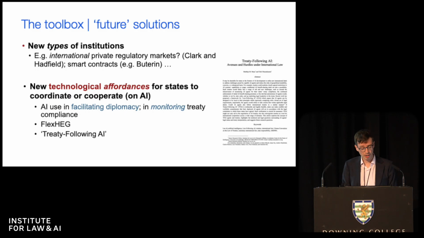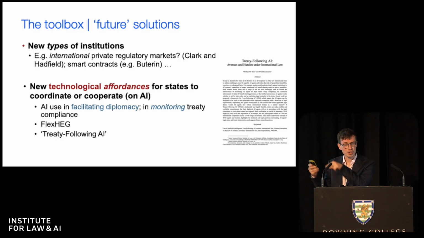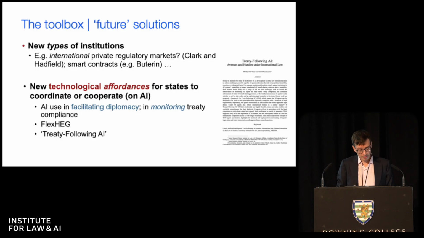You can think about what it would look like to have private regulatory markets. Or you can think about the affordances these technologies create for states around the coordination frontier. There's a whole body of work on how AI can be used to facilitate diplomacy or to monitor treaty violations and compliance. There's been recent work on flexible hardware-enabled guarantees, so computing systems that allow you to verify whether the user is complying with certain use agreements. In some recent work we've been undertaking, a working paper, we're looking at how you get AI systems themselves to interpret and abide by treaties.